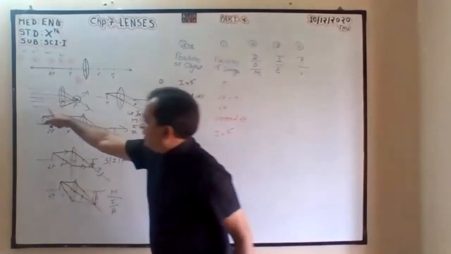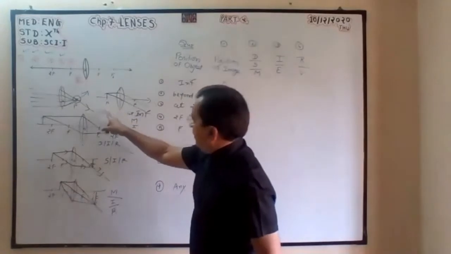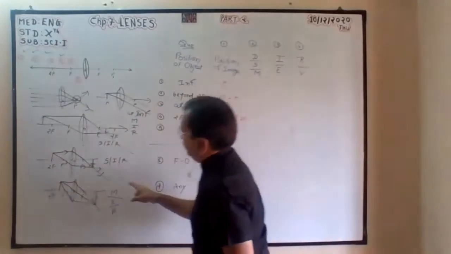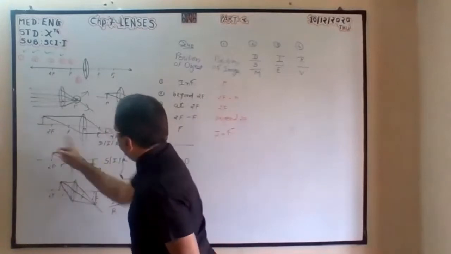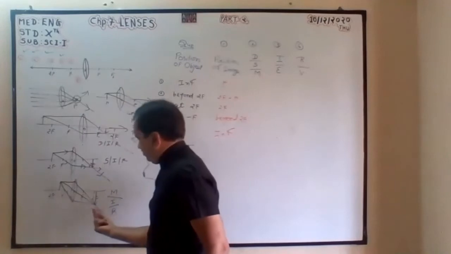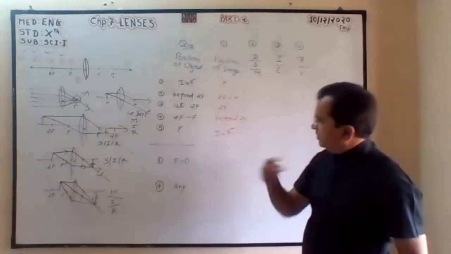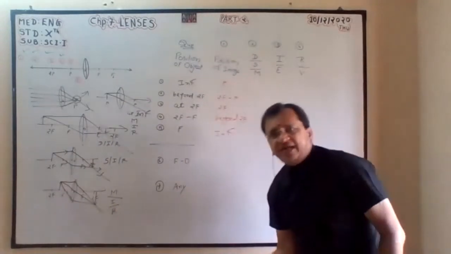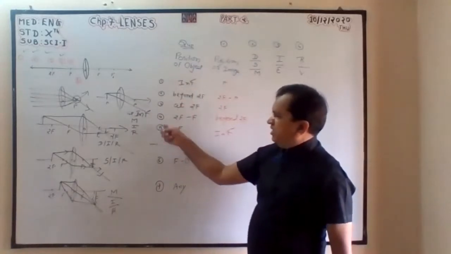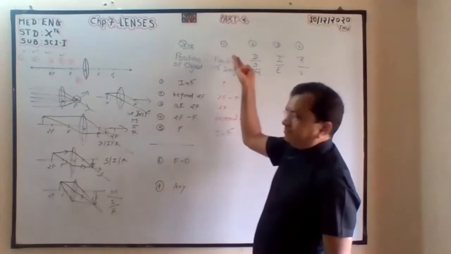See, when the object is at infinite, you are getting the image at F. When the object is at F, the image is at infinite. At 2F, the image is at 2F. When the object is beyond 2F, you are getting the image in between F and 2F. So there are 5 positions, and the image positions are in reverse sequence: 1, 2, 3, 4, 5.